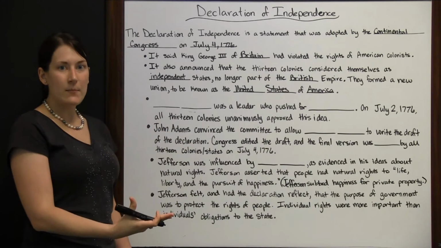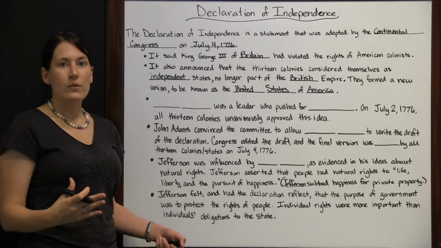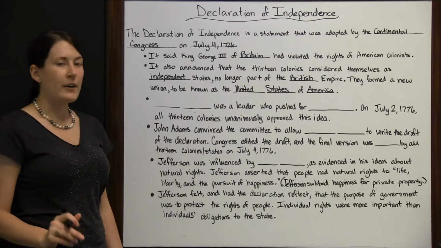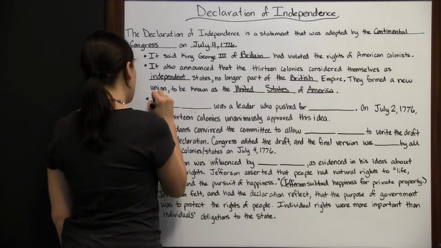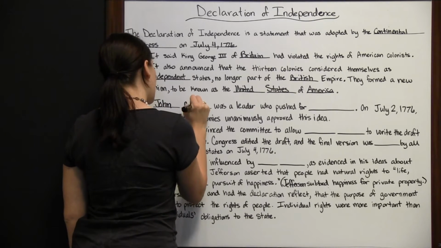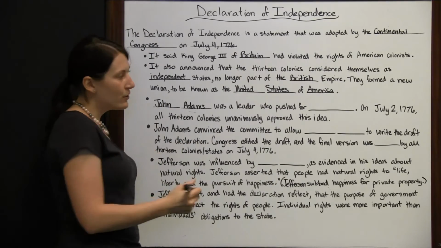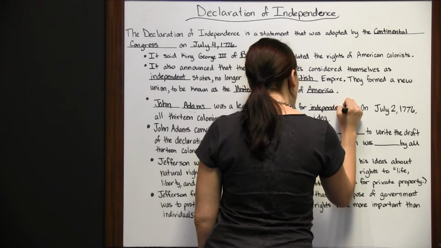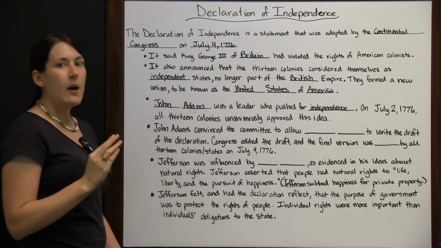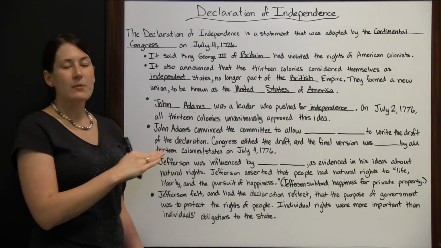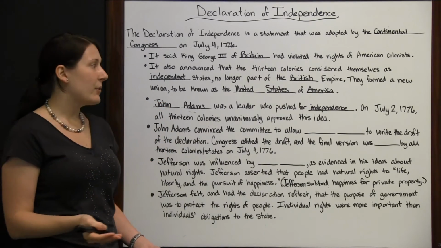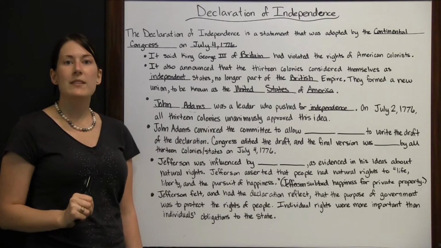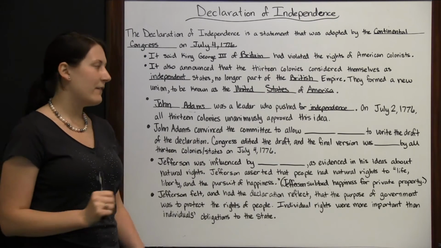They declared that they were independent of Britain and that they were their own nation now, to be known as the United States of America. They were no longer part of the British Empire. John Adams was a leader at the Continental Congress, and he pushed for independence. So at first, not everyone was for independence. They thought that was a little radical. They thought maybe they could still make things work with Britain. But after a year of fighting, John Adams was still pushing independence, and it was sounding better to everyone. So on July 2nd, 1776, all 13 colonies unanimously approved this idea to declare themselves independent from Britain.